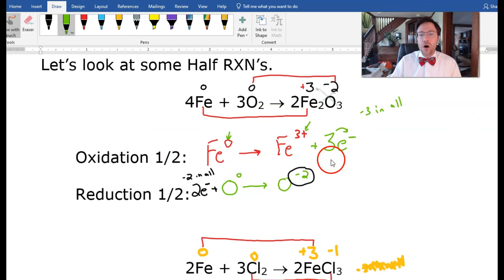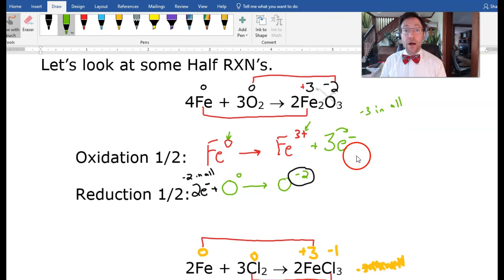The electrons are always being lost, right? Because they're starting in the iron here, and then they popped out, losing electrons. So for an oxidation half reaction, the electrons will always be on the right. Same thing, except completely opposite.